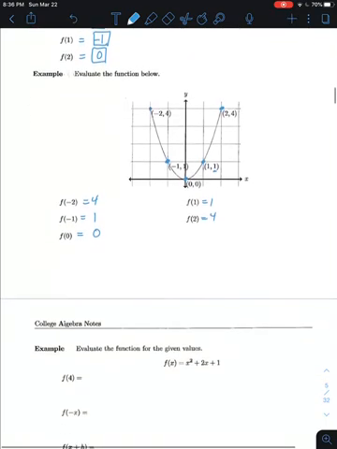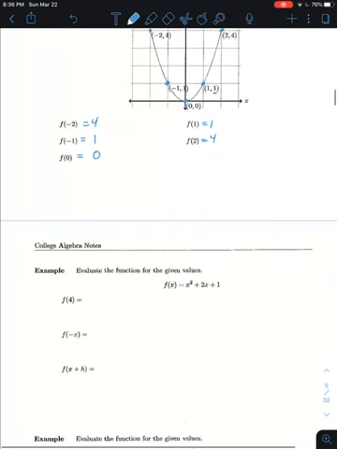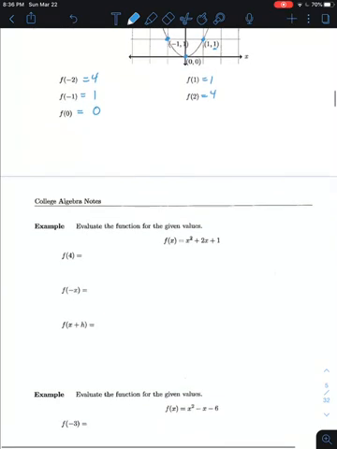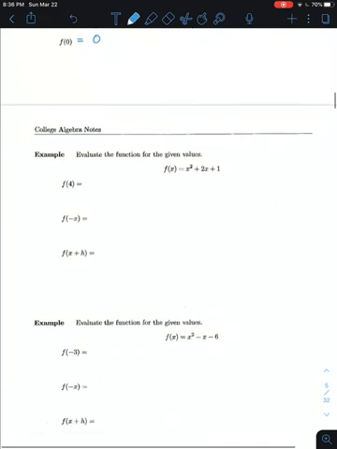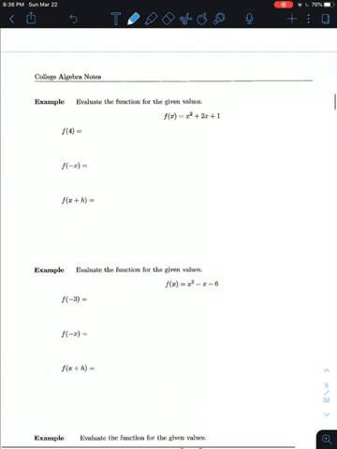Now we're going to look at how you evaluate a function if they give you an equation. All right. So I'm going to slide this up some. To evaluate a function, you take the equation that they give you here, f of x equals x squared plus 2x plus 1. Remember, whatever is in parentheses represents your x value. So to find out what f of 4 is, everywhere you see an x, you're going to put in the number 4.